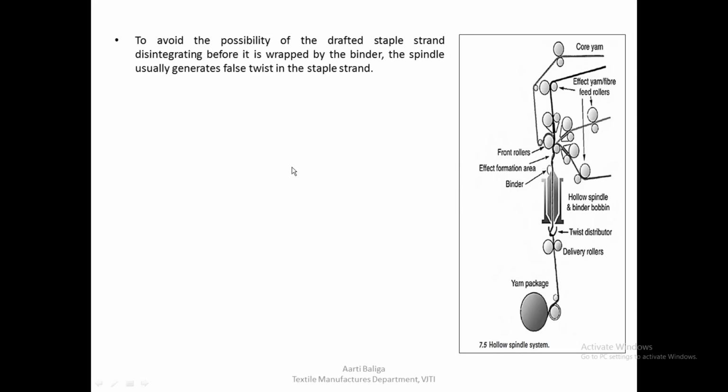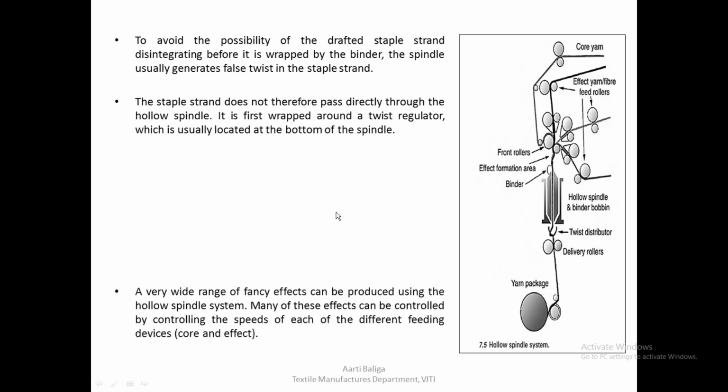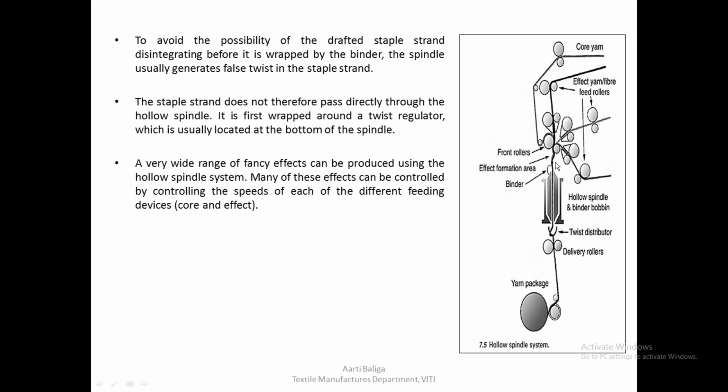the staple strand. The staple strand does not therefore pass directly through the hollow spindle. It is first wrapped around a twist regulator, which is shown here, which is located at the bottom of the spindle, which will be the reason for introducing a false twist into this region, and therefore avoiding the disintegration.